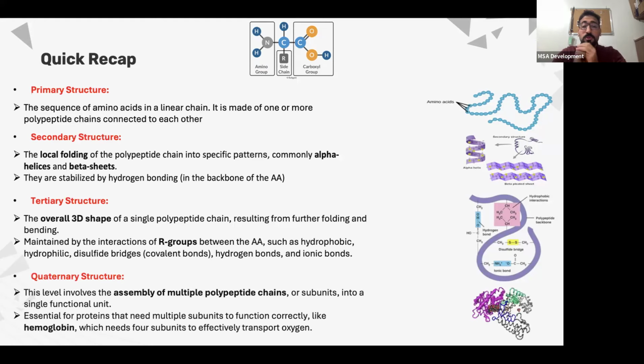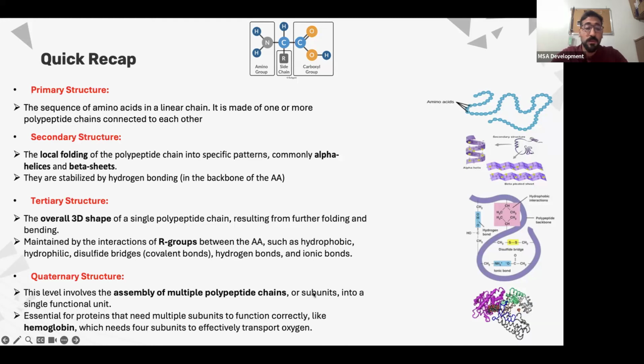Okay, going into the quaternary structure. Let's say this is one polypeptide chain. The quaternary structure will take this polypeptide chain as a subunit, and four subunits connecting with each other will form the quaternary structure. So this level involves the assembly of multiple polypeptide chains or subunits.